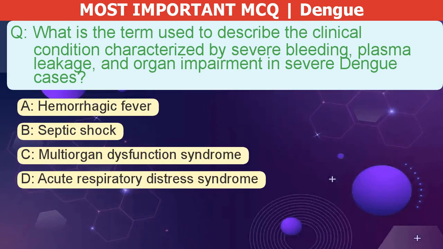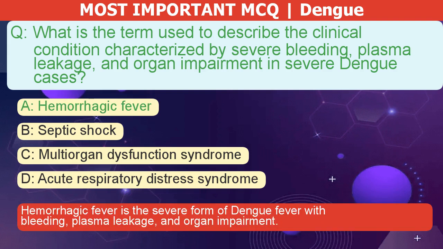What is the term used to describe the clinical condition characterized by severe bleeding, plasma leakage, and organ impairment in severe dengue cases? A. Hemorrhagic fever. B. Septic shock. C. Multi-organ dysfunction syndrome. D. Acute respiratory distress syndrome. The correct answer is A. Hemorrhagic fever is the severe form of dengue fever with bleeding, plasma leakage, and organ impairment.